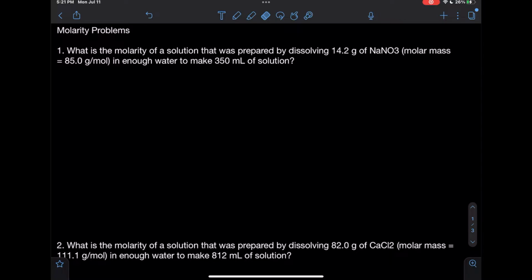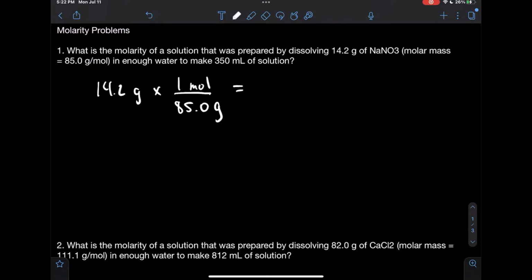They're asking what is the molarity of a solution that was prepared by dissolving 14.2 grams of sodium nitrate with a molar mass of 85 grams per mole and enough water to make 350 milliliters of solution. Like I said previously, molarity needs to be in moles per liter. So to get from 14.2 grams of sodium nitrate to moles, we'll take 14.2 grams times the molar mass, which is 1 mole over 85.0 grams.